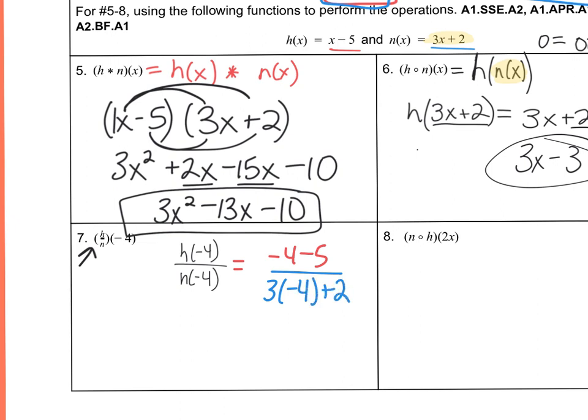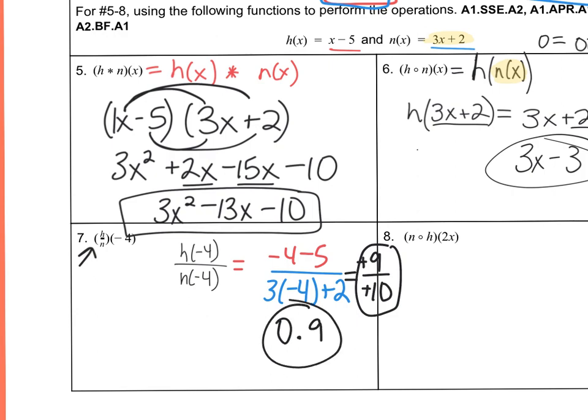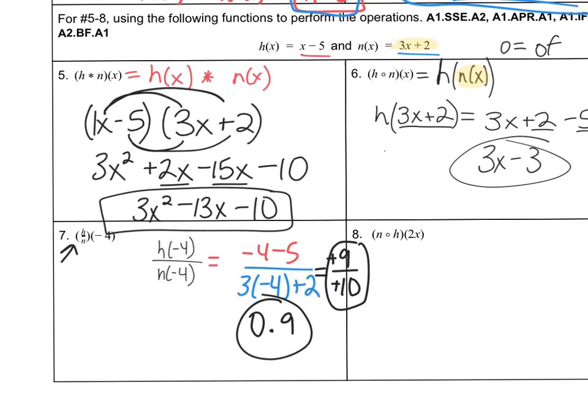You with me? What is negative 4 minus 5? What is 3 times negative 4, plus 2? Negative 10. So negative 9 over negative 10. Technically, the most simplified, since it's negative over negative, it could just become positive. You could also give me a decimal, 0.9, if you wanted to. I don't care. Okay.